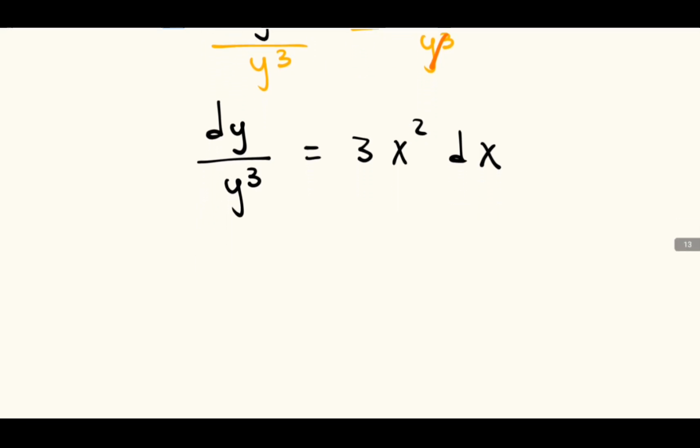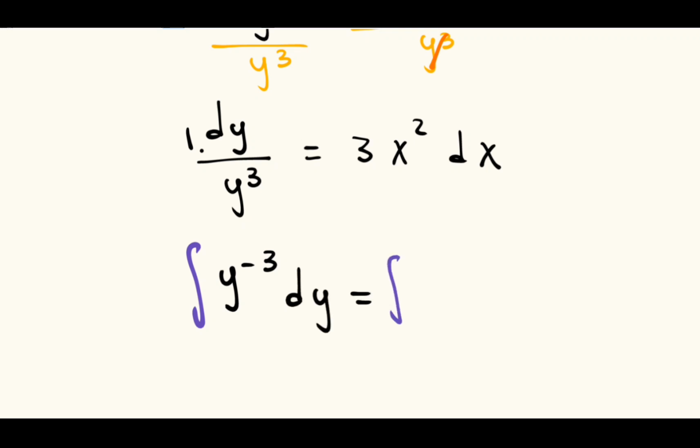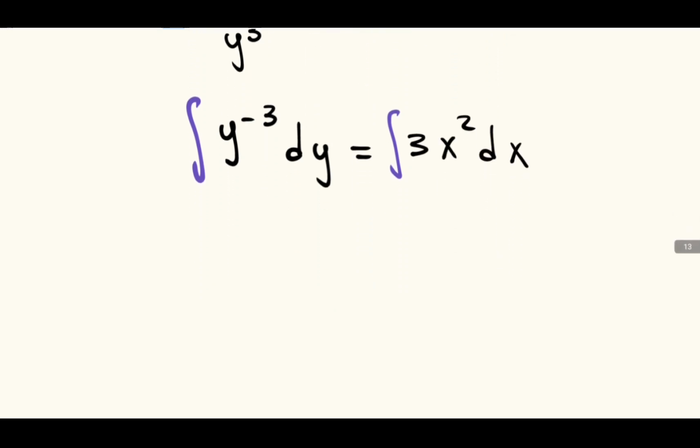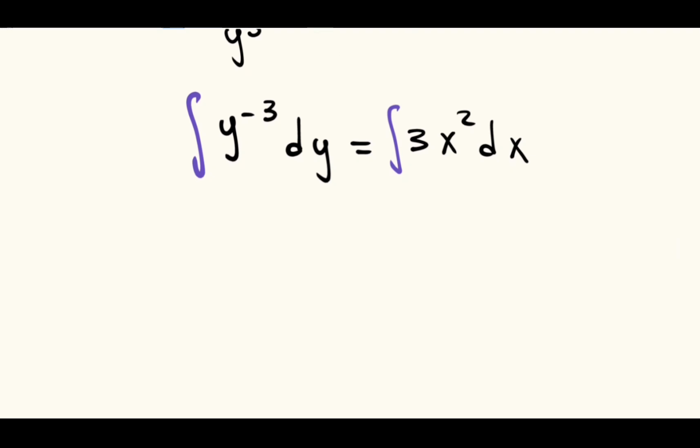From here, we introduce the integral sign both sides of the equation, and we have 1 over y to the power 3, which we can express as y to the power negative 3 dy. What we do on the left hand side, we also have to do on the right hand side. So let's also introduce the integral sign. We integrate the left hand side with respect to y.